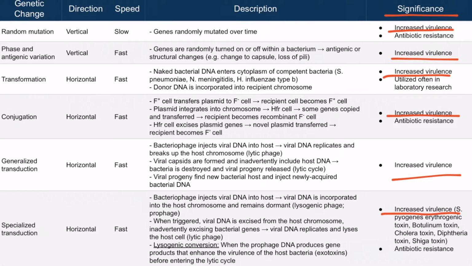Now, virulence was covered in detail within Section 2, the previous video, but for the purposes of this lecture, just remember that virulence is anything that helps the bacteria invade the host, evade immune defenses, or inflict disease. With that framework, let's describe the first method of genetic change, random mutation. This is a vertical change, meaning that one bacterium changes randomly and then passes that change on to its progeny.